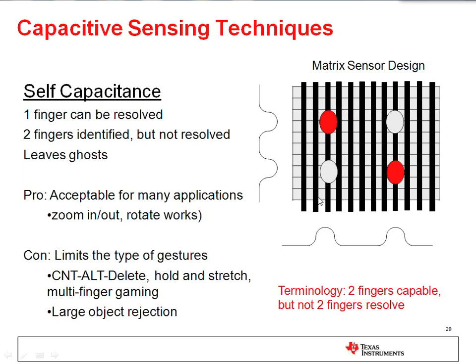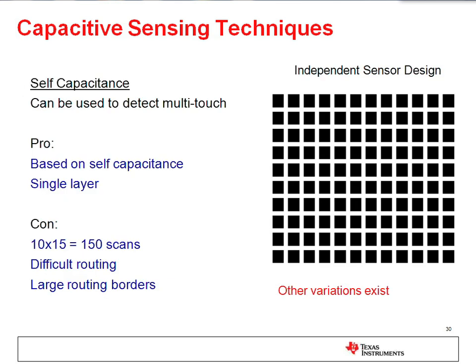But this may not be a problem if you're trying to do just simple gesture technology, such as pinching and pulling, or zooming, or rotations, or something like that. However, if you want to get more refinement, you need to have a special technique. You have to leverage mutual capacitance.